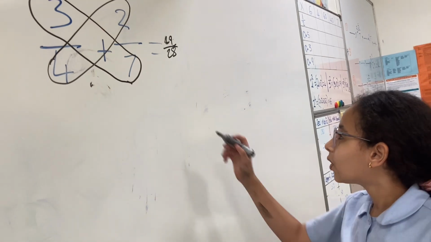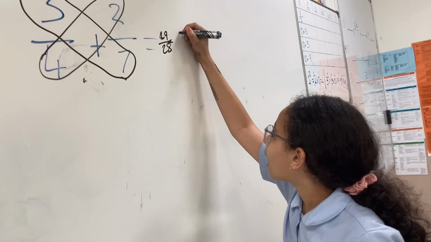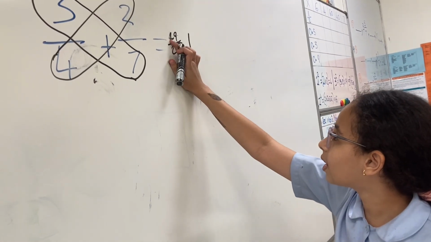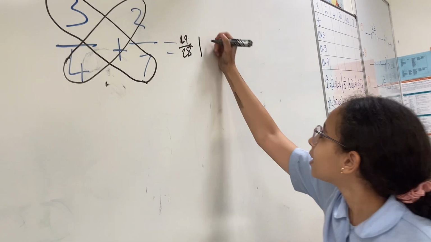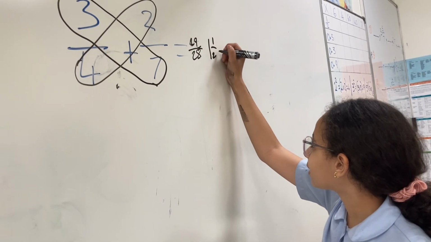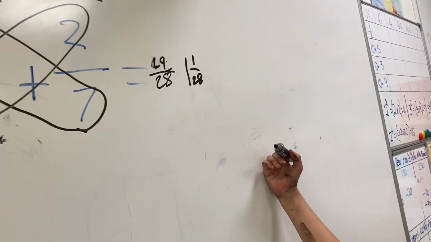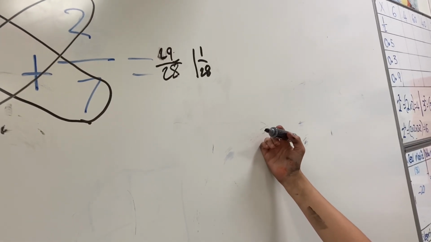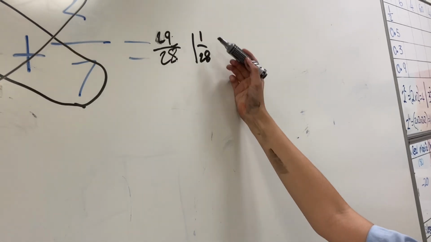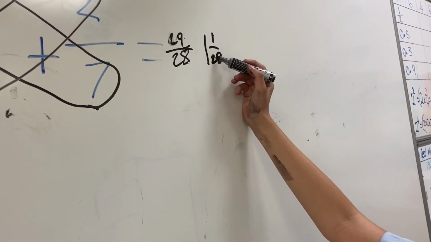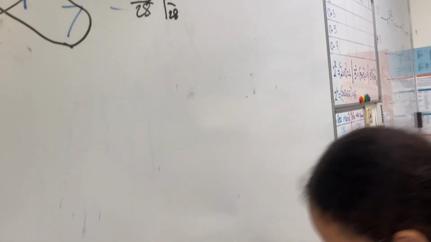Okay. So, you have one whole, and then 29 minus 1 is 28. So 29 minus 28 leaves 1. So it's 1 and 1/28. Okay. Thank you, Nada. You are correct.